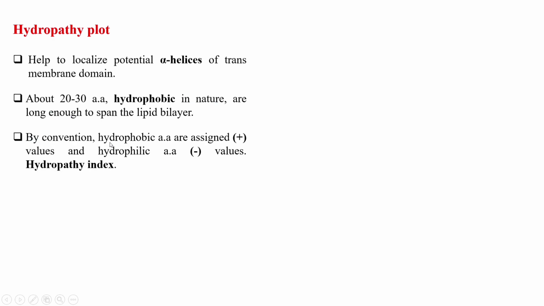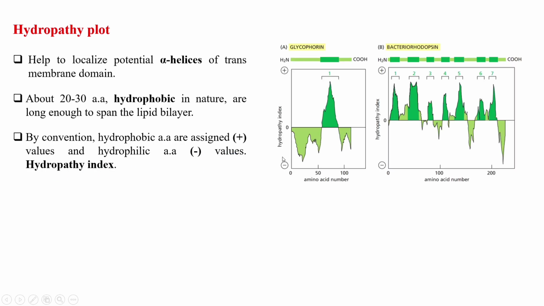Now, by convention, hydrophobic amino acids are assigned positive values, and hydrophilic amino acids are assigned negative values, and this is called hydropathy index. As you can see, in the y-axis there is a hydropathy index, and here is the number of amino acids. Now, basically, this calculation is actually made for segments of fixed size, usually 10 to 20 amino acids in the protein.